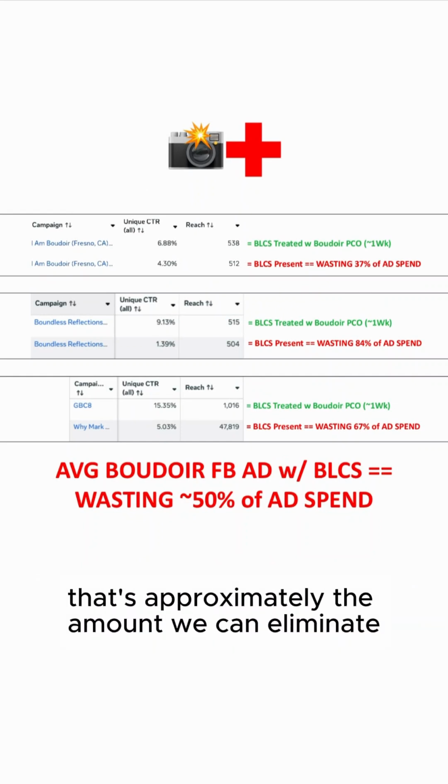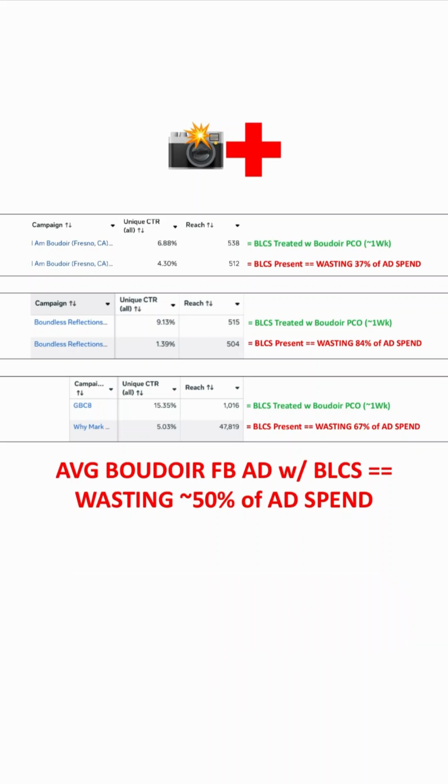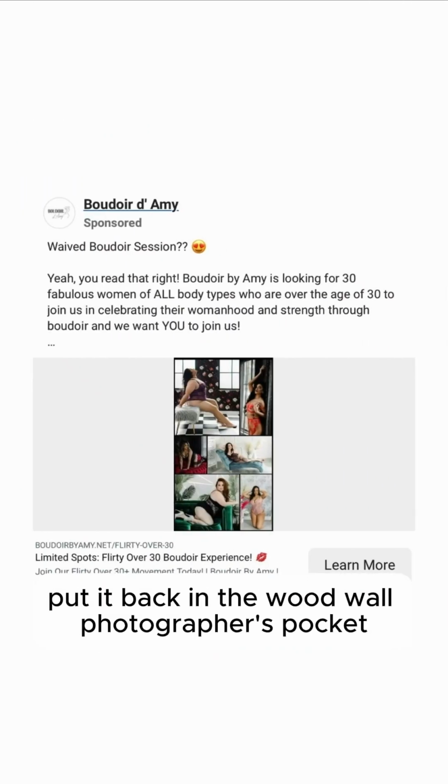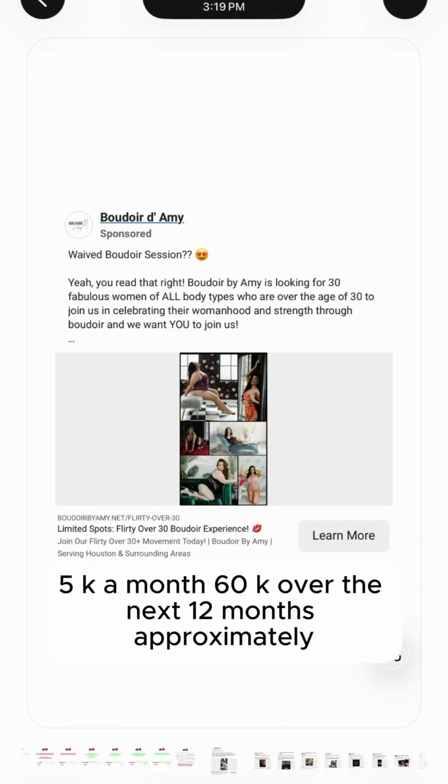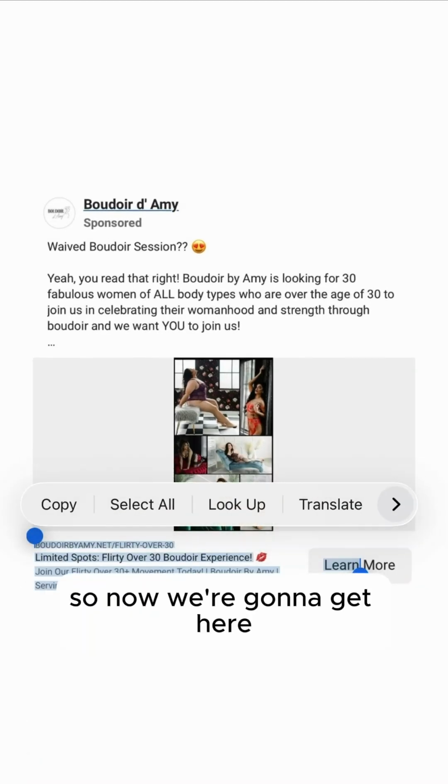That's approximately the amount we can eliminate being wasted, put back in y'all's pockets, so y'all don't even have to spend it. Y'all can keep it. Put it back in the boudoir photographer's pocket. 5K a month, 60K over the next 12 months approximately.